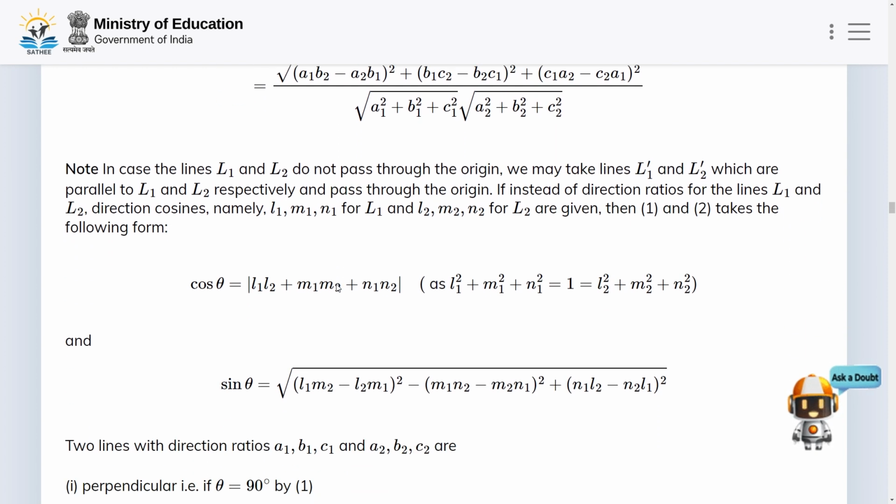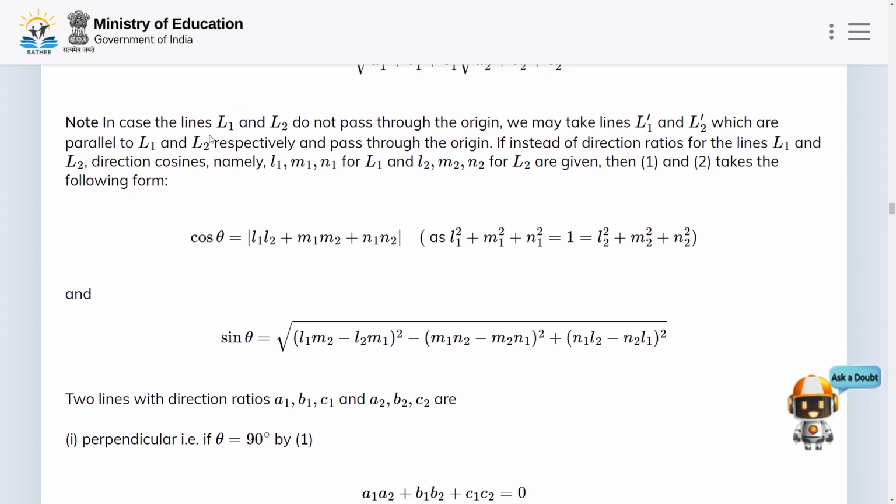Clear? Now, in case the lines L1 and L2 do not pass through the origin, we may take L1 prime and L2 prime, which are parallel to L1 and L2 respectively and pass through the origin. If instead of direction ratios for the lines L1 and L2 we have direction cosines, namely l1, m1, n1 for line 1 and l2, m2, n2 for line 2, then cos theta will be the modulus of l1l2 plus m1m2 plus n1n2. What we have used is l1 square plus m1 square plus n1 square equals 1, and also l2 square plus m2 square plus n2 square equals 1.